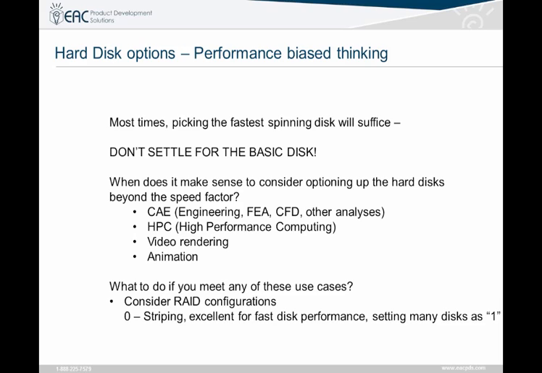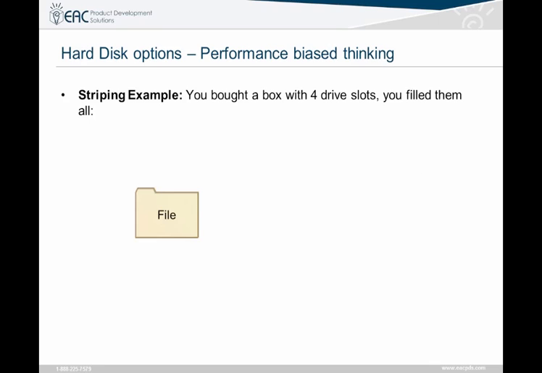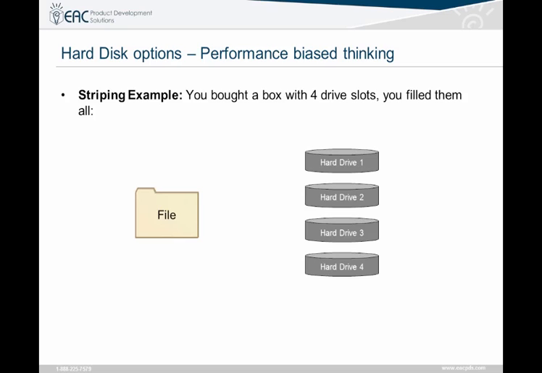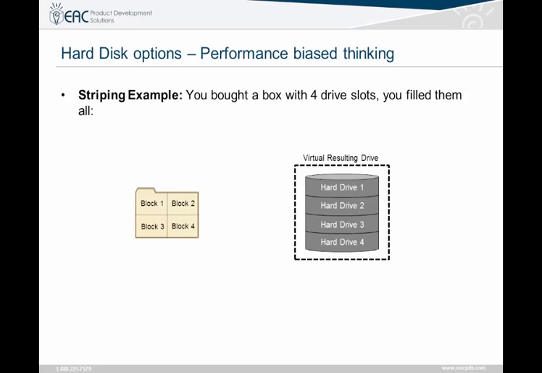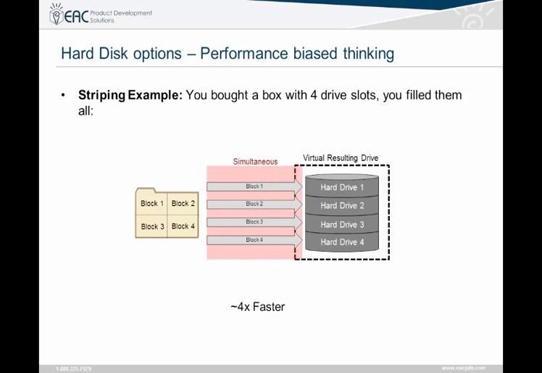So what do you do if you meet any of these use cases? Consider the RAID configurations. 0 is striping, excellent for fast performance, setting many disks as one disk. This is an example. Let's just say you bought a new Dell T7500 that has multiple drive bays for hard drives. 4 drives would look like this in a normal scenario. Instead of saving files to each of these disks separately, virtualize that group of disks into one volume. When we save that one file, it writes 4 unique blocks to 4 hard drives all at once. The result is you get a 4 times faster simultaneous write time.